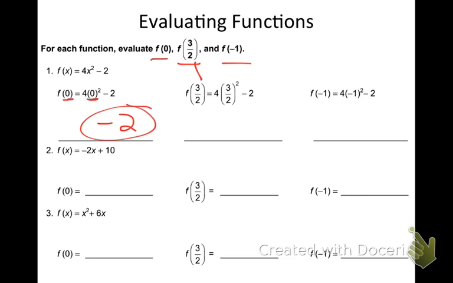Next, I'm going to do the 3/2. Notice I have 3/2 squared. What does 3/2 squared get me? What's 3/2 times 3/2? Isn't it 9/4? 3 times 3 gets me 9. 2 times 2 gets me 4, right? So I have 4 times 9/4 minus 2. Now what's 4 times 9/4 going to get me? What can I cross cancel there? Can I get rid of my 4s? Yeah, I can get rid of those 4s. What's 9 minus 2?